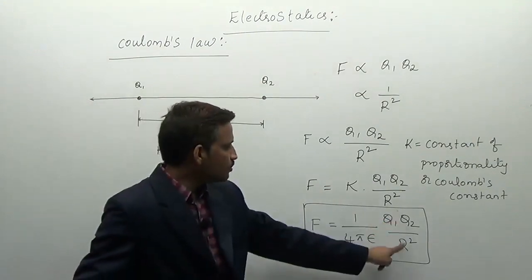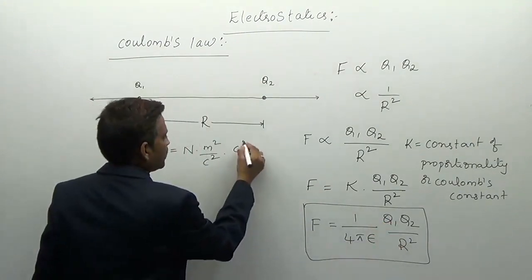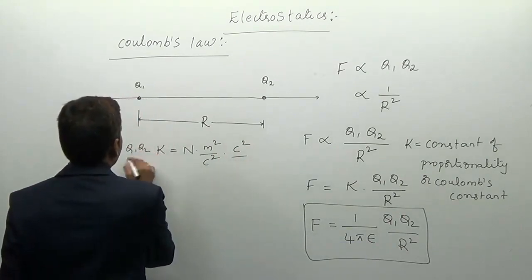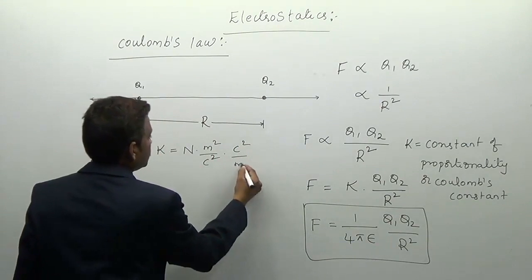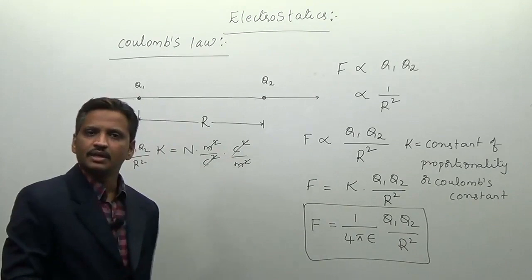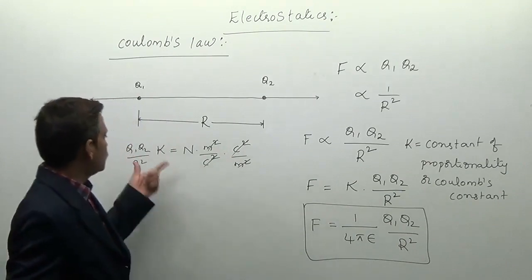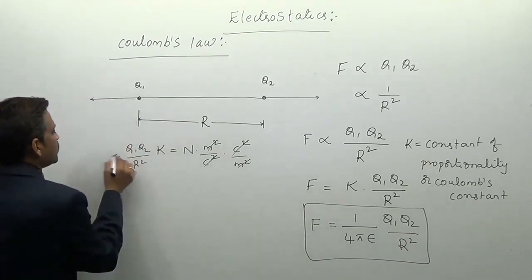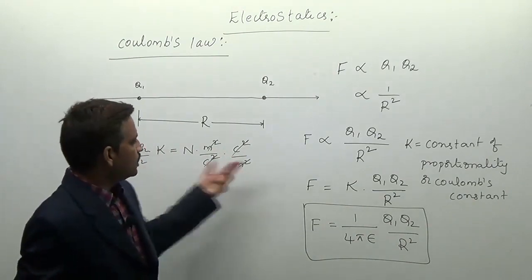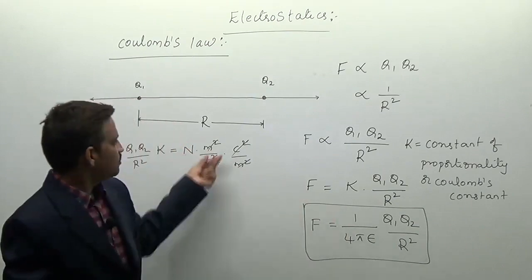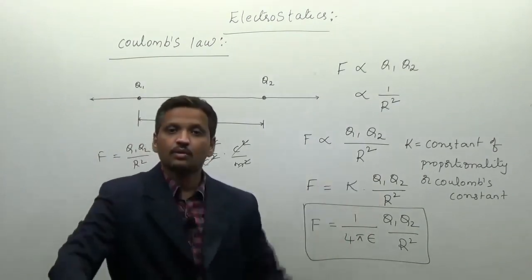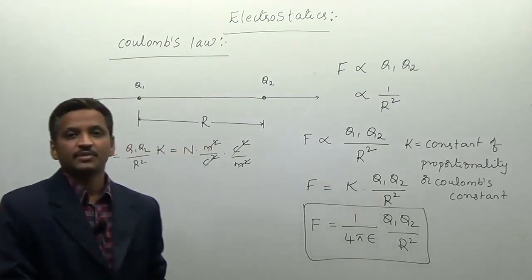So here this is coulomb square per meter square. So k into q1 q2 by r square will be multiplied by coulomb square per meter square. So this meter square and coulomb square get cancelled, and it remains as Newton. So k into q1 q2 by r square is force, so we are getting the units as newtons. In this way, the unit of k will be taken as Newton meter square per coulomb square, and that is equivalent to 1 by 4 pi epsilon naught.